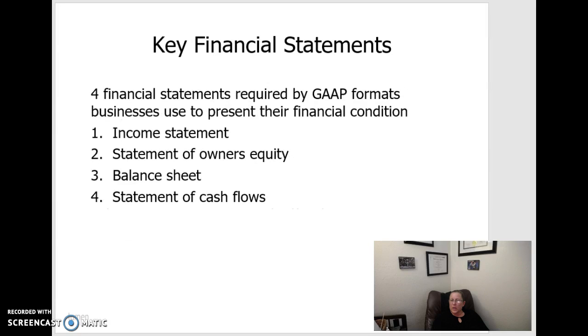There are 4 key financial statements. We're going to talk about 3 of them today. And these are required by GAAP, and it's required that businesses use these to present their financial condition. And these are the income statement, the statement of owner's equity, and the balance sheet.